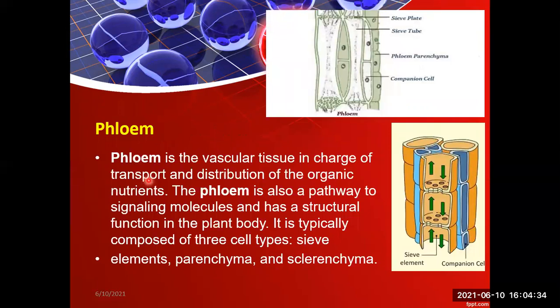The phloem tissue is the vascular tissue in charge of the transport and distribution of the organic nutrients. The phloem is also a pathway for signaling molecules and has a structural function in the plant body. It is typically composed of three cell types: sieve elements, parenchyma, and sclerenchyma. This is the sieve element. This is the companion cell. This is the perforation plate, also known as the sieve plate. You can see it over here in this diagram. This is a sieve tube. This is the phloem parenchyma. These are the companion cells. All these types of tissues are composed of the phloem cells.